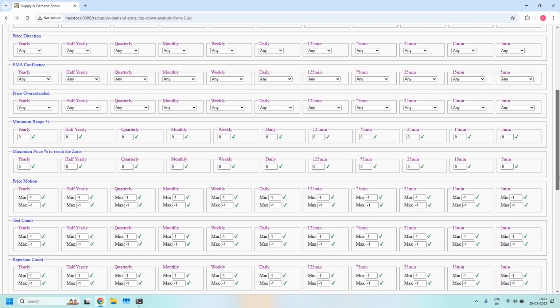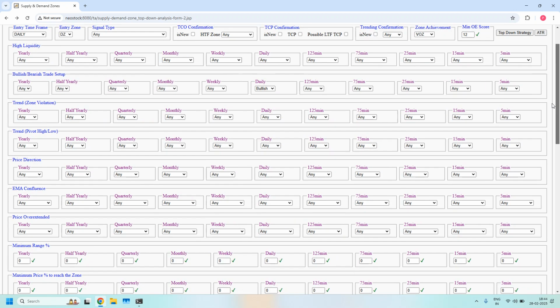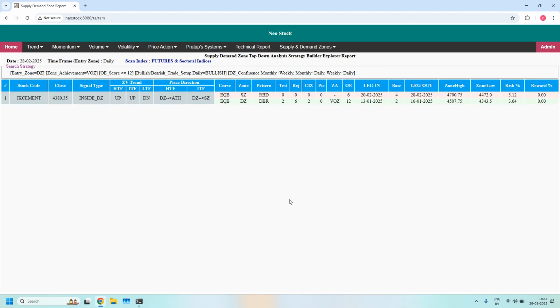So in the demand zone confluence, 3 filters we have to set. First filter is already enabled. Second filter, daily with monthly demand zone confluence. And third filter, weekly with monthly demand zone confluence. With all 3 filters enabled, we got only 1 stock. So this daily demand zone is overlapped with weekly, and both together are overlapped with the monthly demand zone.